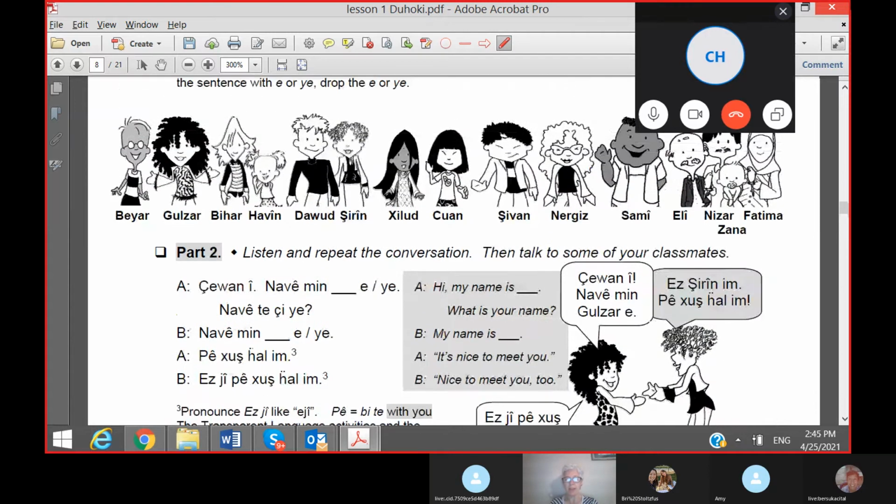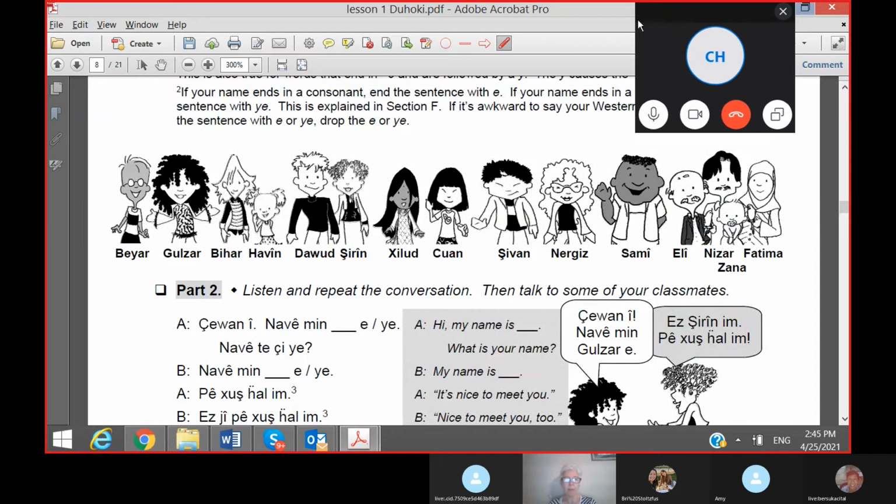Now, let's practice with the names of the characters in the book. So, Bayar. I'm going to say, what is your name? And then I'm going to answer, my name is Bayar, for example. Okay? And this is something you can do with your language helper, with the other people in your family or that you live with. You can practice these names. Okay? Naveta Chia. Now you say it.